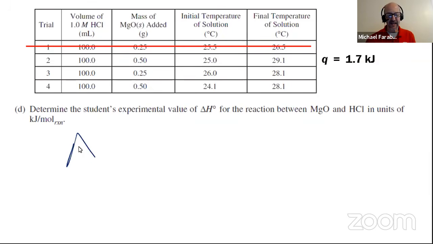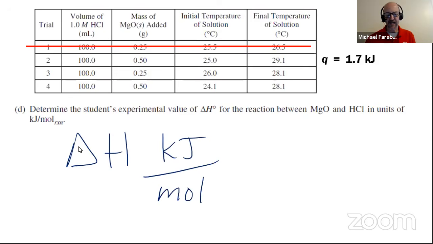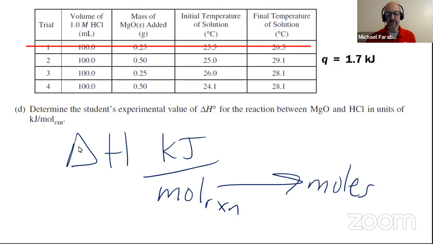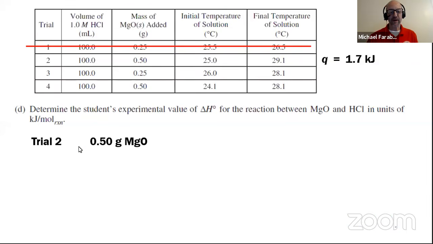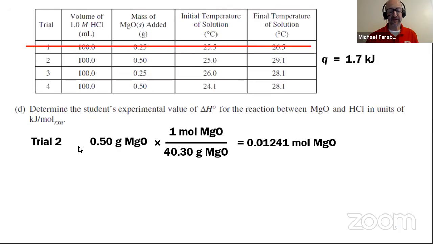Now, remember, delta H is going to be in units of kilojoules per mole of reaction. And we should be focusing on the moles of the limiting reactant, which in this case is the magnesium oxide. So we have in trial 2, 0.5 grams of magnesium oxide. We can convert that to moles. I'm going to use a few extra digits here and not round this off yet. So 0.01241. Now, the 1.7 kilojoules, that's how much heat was released.